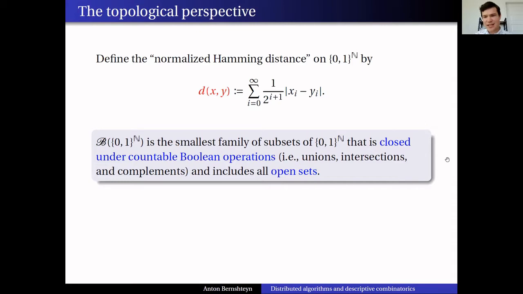Yeah, so this doesn't directly reference this particular computational model somehow. It just says that this is the smallest family of subsets with these properties. And what's nice about this is, if you take this as a definition of a Borel set, then it doesn't actually use that the points in my space are sequences of bits, right? The only thing we need to know is what the open sets are. We have to have a notion of an open set.